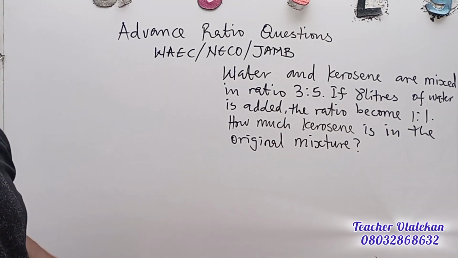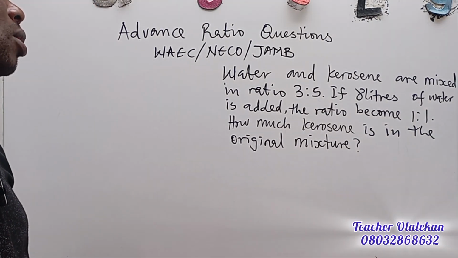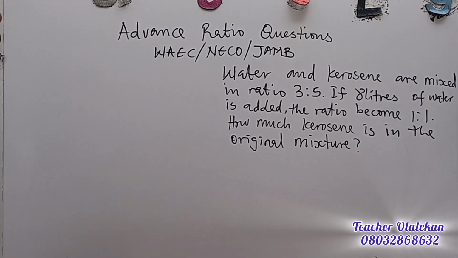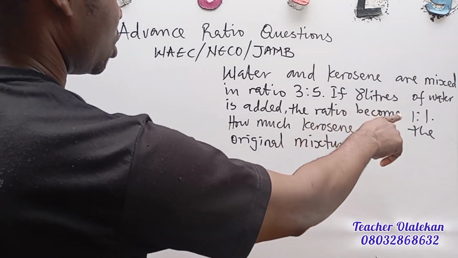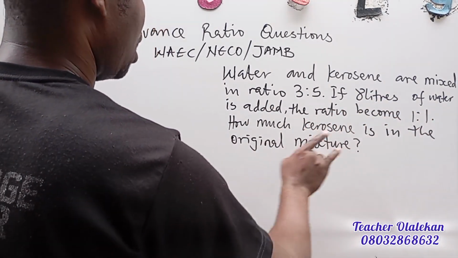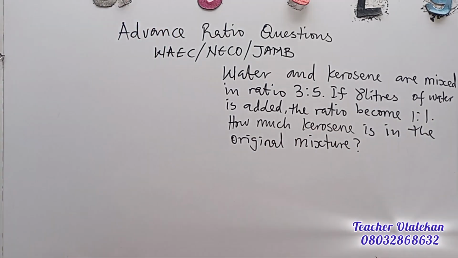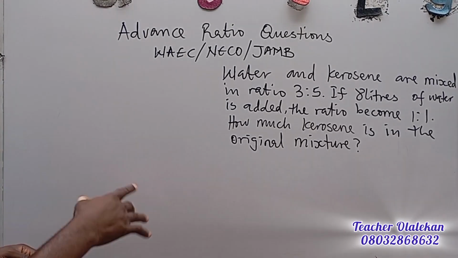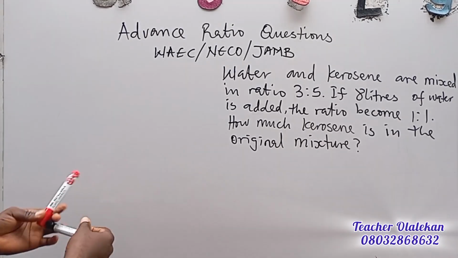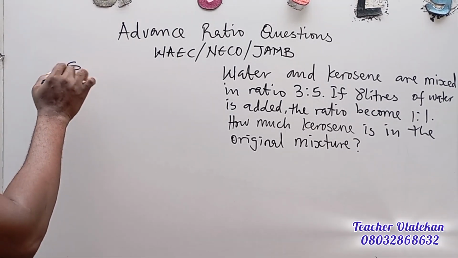So water and kerosene are mixed in the ratio 3:5. If 8 liters of water is added, the ratio becomes 1:1. So how much kerosene is in the original mixture? So in this one, we are looking for the amount of kerosene that is in the original mixture. But do not forget to get started in your solution.